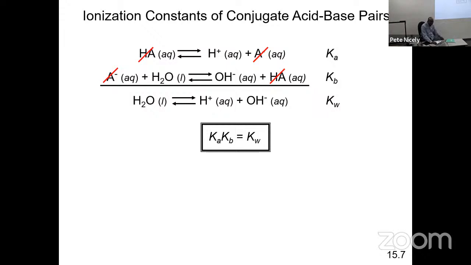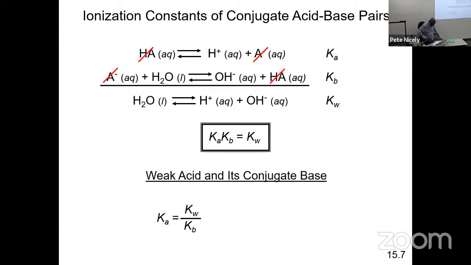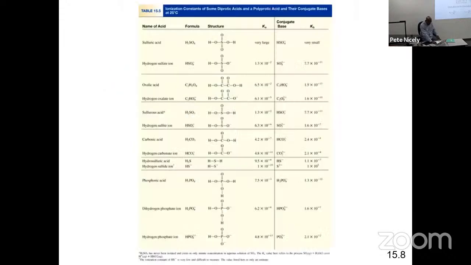Any questions? So basically, what you're going to find in a lot of calculations that you'll be doing in this chapter and the next chapter is that you're going to be using this equation a whole lot, where let's say you can find Kb and you're asked to find Ka, then all you have to do is divide Kw by Kb, or vice versa. If you're given Ka and you're asked to find Kb, then you have to divide Kw by Ka, all right? So that's a very important relationship that you need to keep in mind.